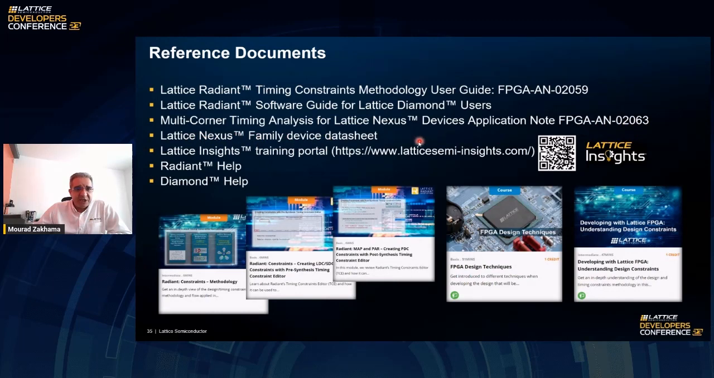The Nexus family datasheet has timing information related to the specific Nexus family. The Radiant help includes all the syntax for all the timing exceptions and timing constraints. They will be listed in Radiant and Diamond, the same thing. So there's a lot of information available to you to deepen your knowledge about timing, which stays a very important topic. I think we need to pay a lot of attention to avoid wasting time on hardware debugging, and to have a more reliable design.